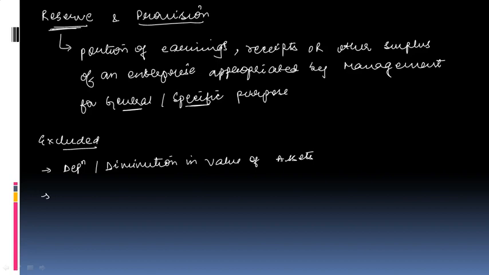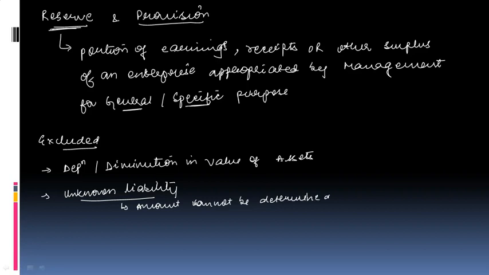And the next is any unknown liability. Unknown liability here refers to a liability for which the amount cannot be determined. Just like you are going to have a reserve for various kinds of events, actually disasters which took place, right? You have made a kind of an earthquake reserve.